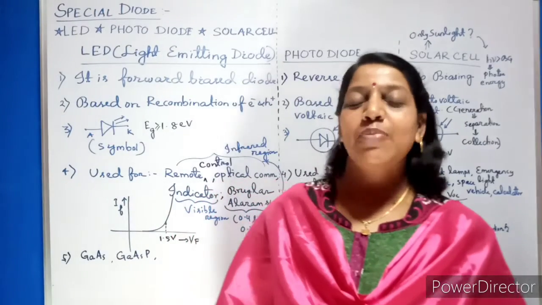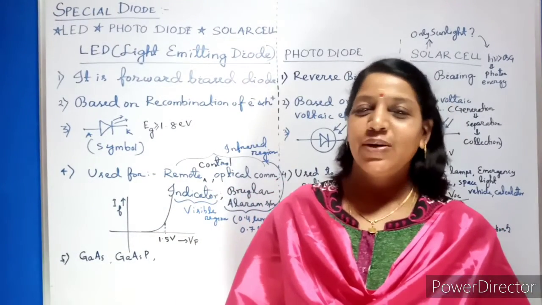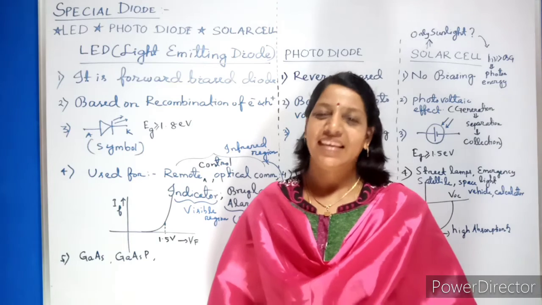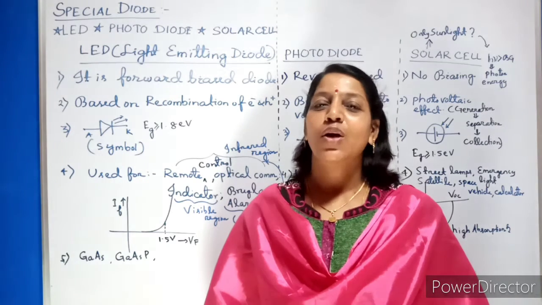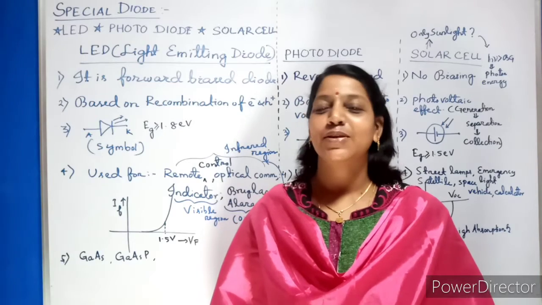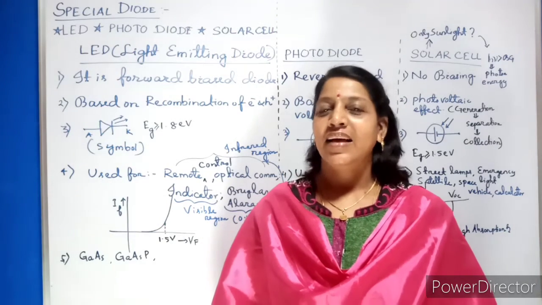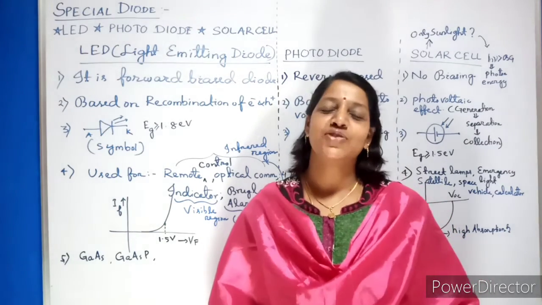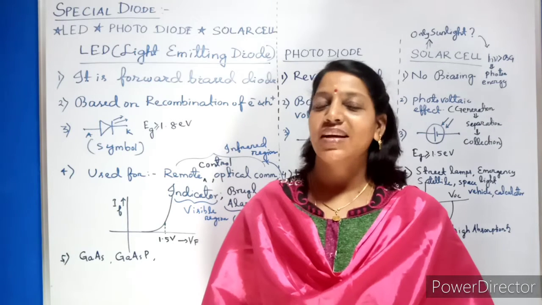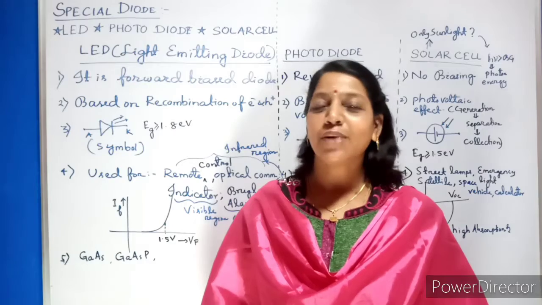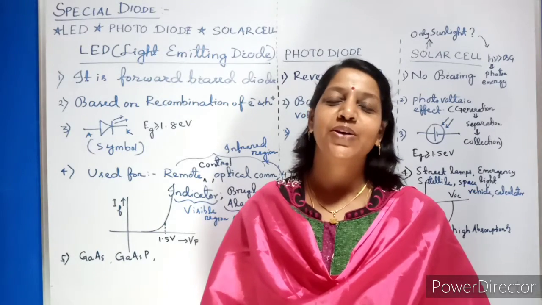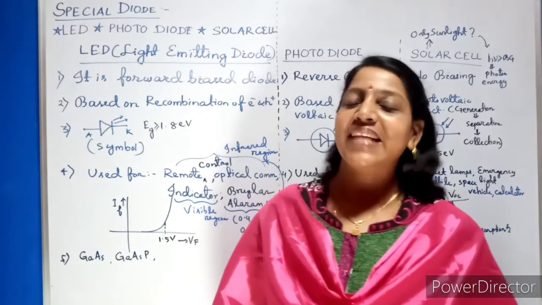Today let us see about special diodes, in which we are going to see about LED, that is a light emitting diode. Second, we will see about the photodiode, and third, the solar cell. I hope you remember, I already mentioned all the special diodes are nothing but heavily doped compared to your ordinary diode, that is nothing but your PN diode.